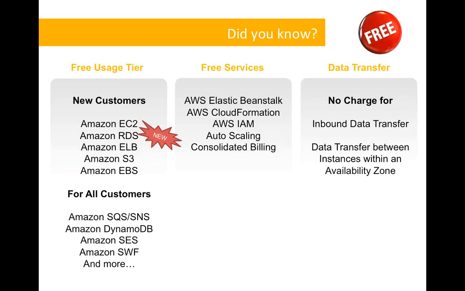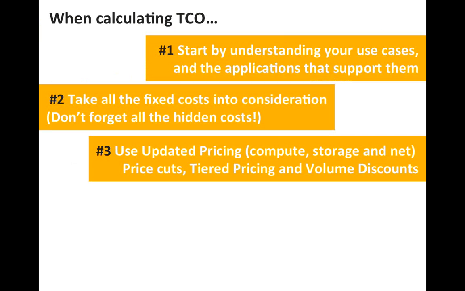So there's no charge for inbound data transfers, and even data transfers between instances within a data center, within an availability zone, does not cost either. So imagine all of that network infrastructure that is inside an availability zone. You're not actually paying for that. You're only paying for the instances. So those are some of the things to keep in mind when we talk about pricing and how we update it.